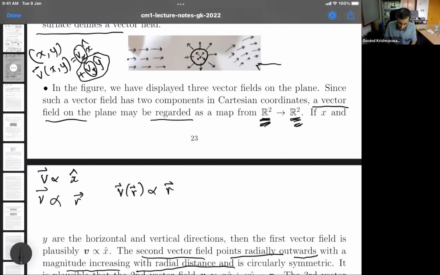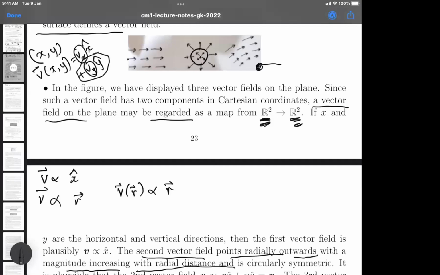The third example, I'm not going to propose a specific formula for it. It has both horizontal and vertical components, this vector field. Do you mean the absolute value of R? V of R is proportional to the absolute value.